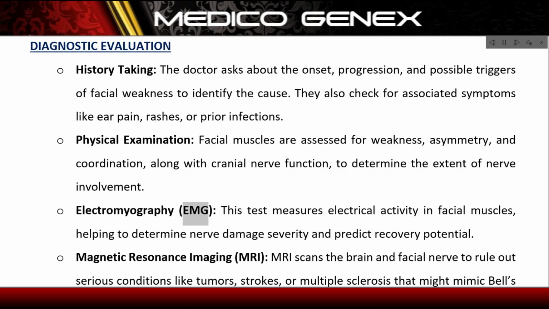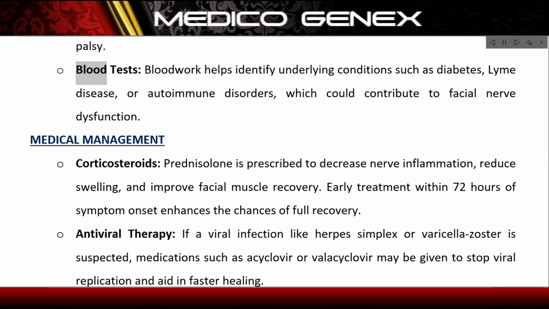Electromyography, EMG. This test measures electrical activity in facial muscles, helping to determine nerve damage severity and predict recovery potential. Magnetic resonance imaging, MRI. MRI scans the brain and facial nerve to rule out serious conditions like tumors, strokes, or multiple sclerosis that might mimic Bell's palsy. Blood tests. Blood work helps identify underlying conditions such as diabetes, Lyme disease, or autoimmune disorders, which could contribute to facial nerve dysfunction. Medical management.